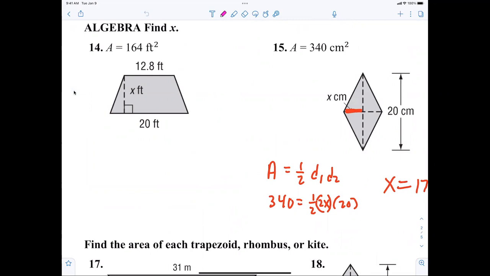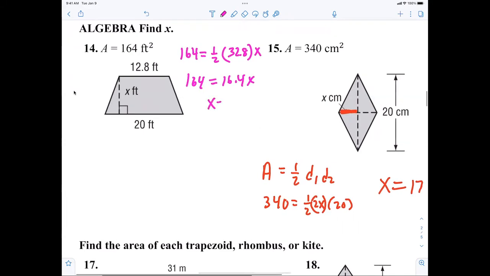The formula for area of a trapezoid is the average of the bases times the height, correct? So you are going to write down 164 is equal to 1/2. The two bases added together are 32.8. Do you agree with that? Yes. Times the height, which is x. So 164 equals 16.4x. You agree with that? Yeah. So x was what? I'll help you, 10.